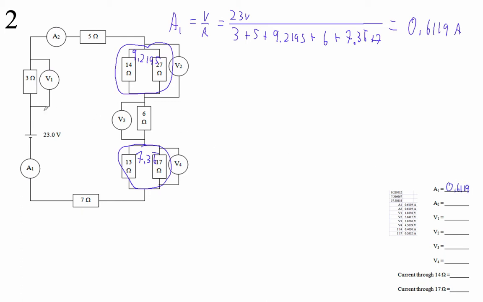Now A2 is exactly the same as A1, right? Because it's the same current. It goes through here, here, here, here. A1 and A2 are the same, 0.6119. Okay. V1 is going to be IR. And this is the current going through that resistor, right? So 0.6119. And then that resistance for V1 is 3 ohms, right? So times 3, that's 1.8358 roughly.